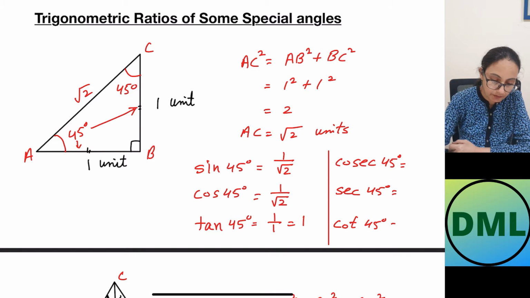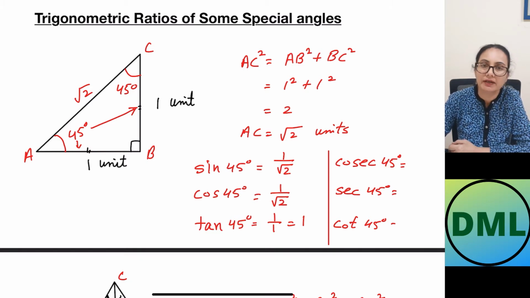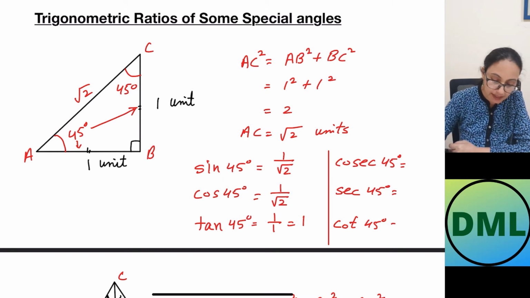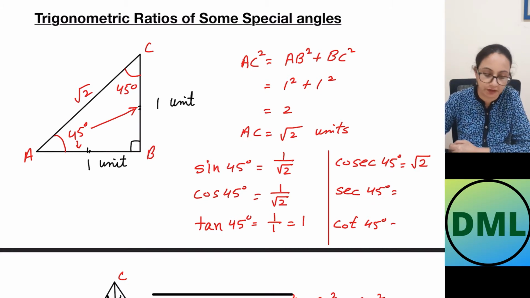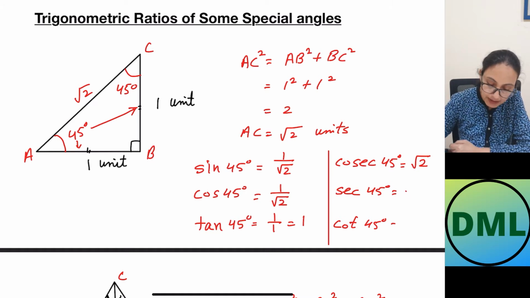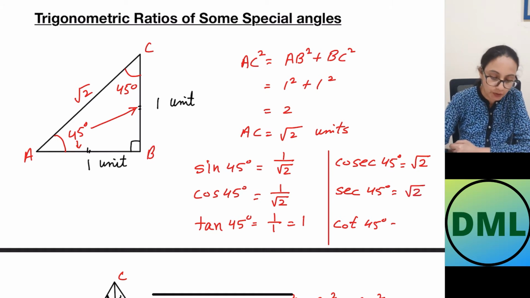Now I will write down the value for cosec 45 degree. We know that cosec theta is 1 over sine theta. That means cosec 45 degree is 1 over sine 45 degree. That means 1 over 1 by root 2. So I need to flip this. That means cosec 45 degree is root 2. Now I will look for sec 45 degree. Sec 45 degree is 1 over cos 45 degree. So I need to flip my answer. So it will be root 2 here.